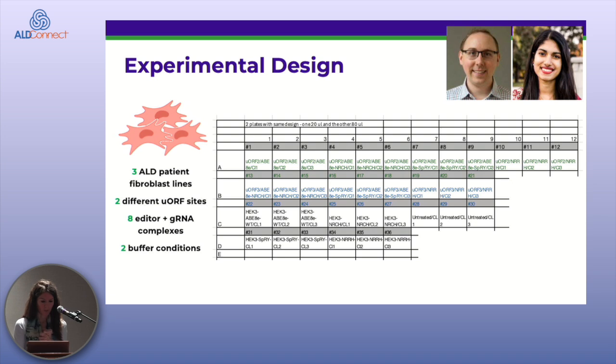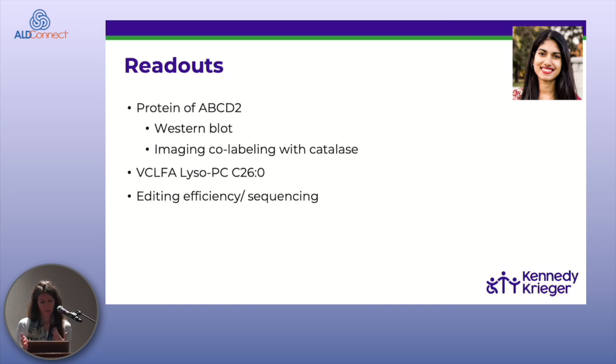And so with that, we were pretty excited. We thought this was a really good start, and we wanted to expand our study. So now, we went all in. We have 3 patient ALD fibroblast lines. Again, 2 different uORF sites, 8 different editors and guide complexes, and then 2 different buffer conditions. And so we have individual electroporations again, doing this on a second round.